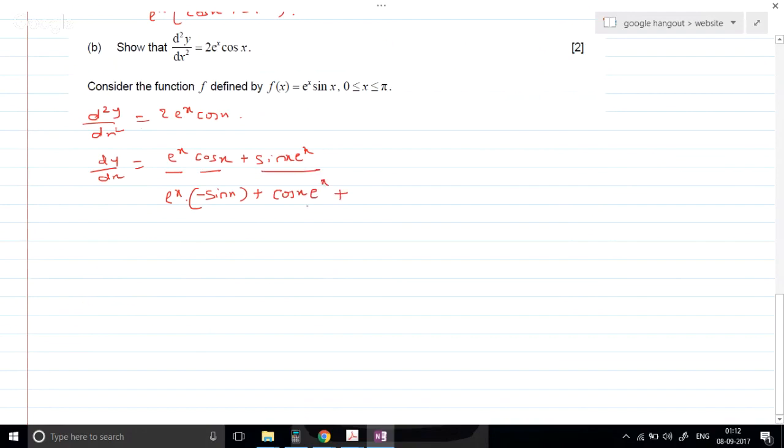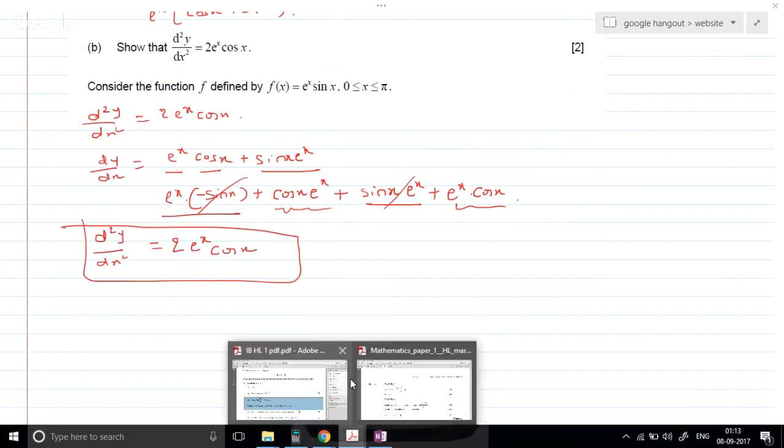Plus for this again u into v rule. Keep sin x as it is. Differentiate e power x, which is e power x. Plus keep the second function e power x. Differentiation of sin x is cos x. Now see what terms can be cancelled. I can see this and this term can be cancelled. Now these two terms are same and we can write them as 2 times e power x into cos x, which is your second derivative, d square y by dx square.